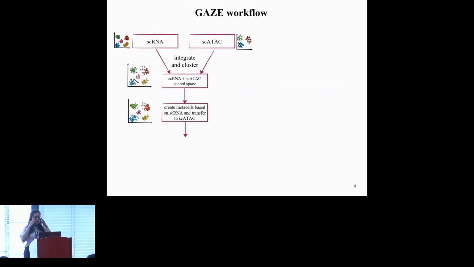Before showing the app, I would like to shortly explain our Gaze pipeline. As I mentioned, our data is single cell RNA and single cell ATAC. We integrate these two data sets into a joined space, and then we create meta cells. As you all know, single cell data is sparse data, so to address that, we create meta cells. To create meta cells, we apply clustering on the cells, and then we take the average of each cluster as a new cell, or meta cell.